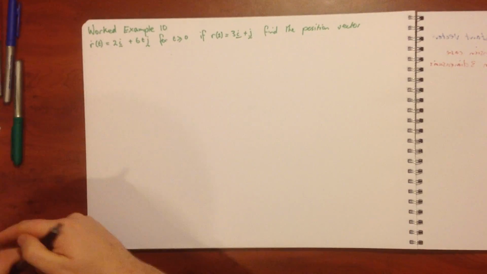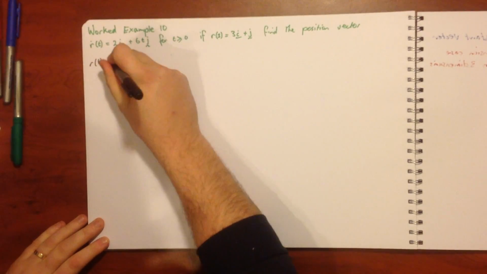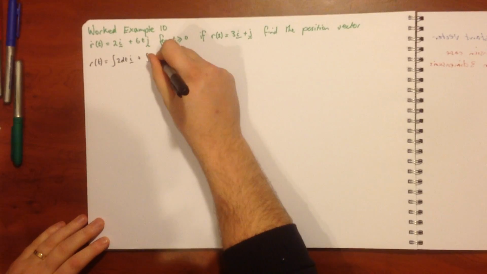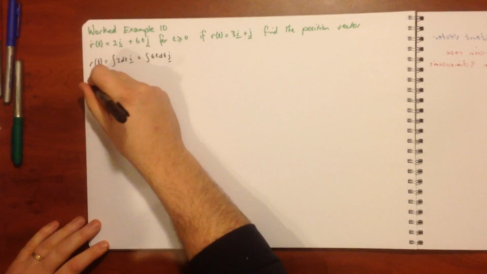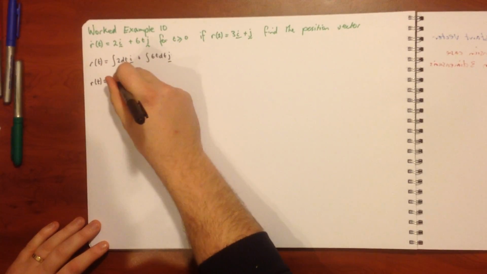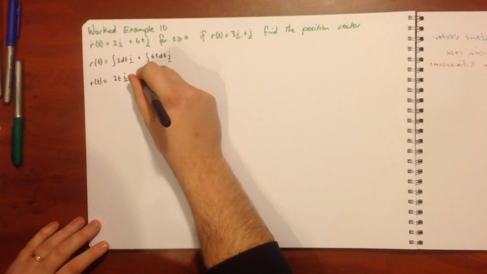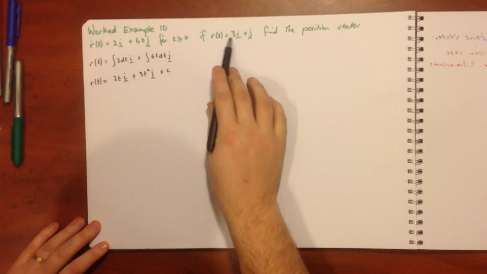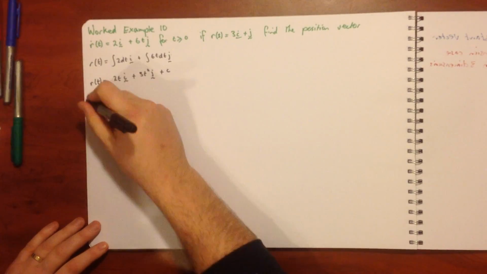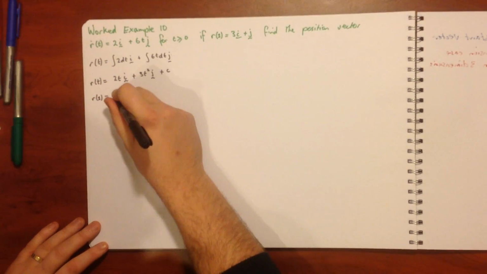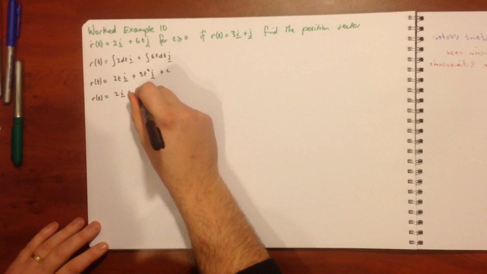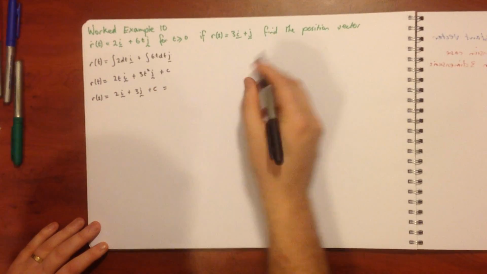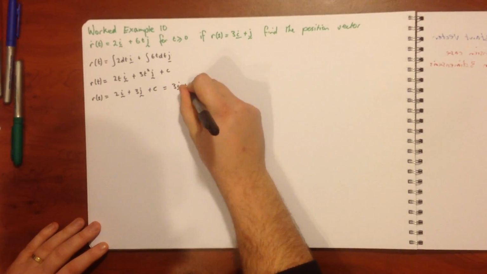So what we need to do is think about integrating it. Our r(t) is equal to the integral of 2 dt i plus the integral of 6t dt j. So r(t) is equal to 2t i plus 3t squared j plus c. Now we know when t equals 1, we get this vector here. So r(1) equals 2i plus 3j plus c, and we've got to equal that to the vector we're given, 3i plus j.